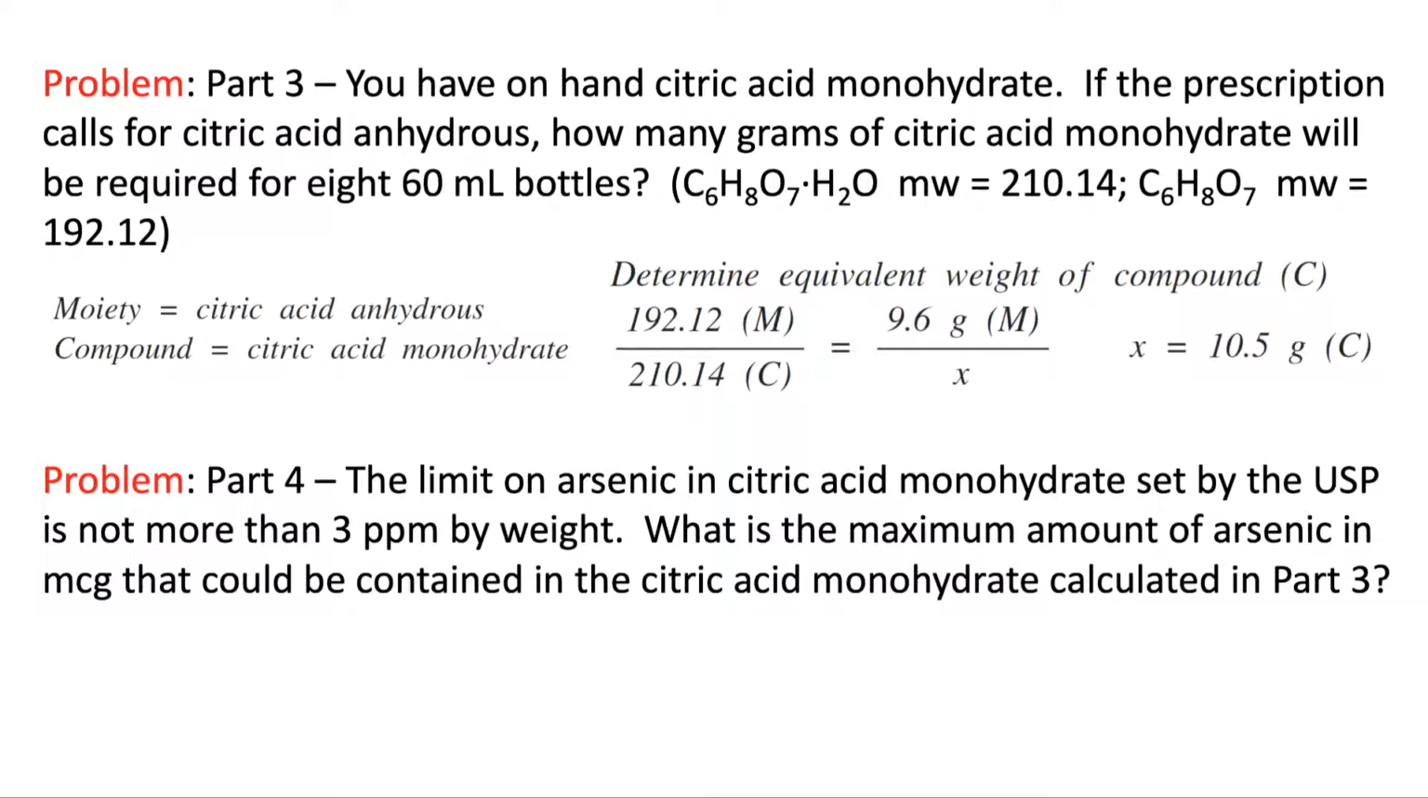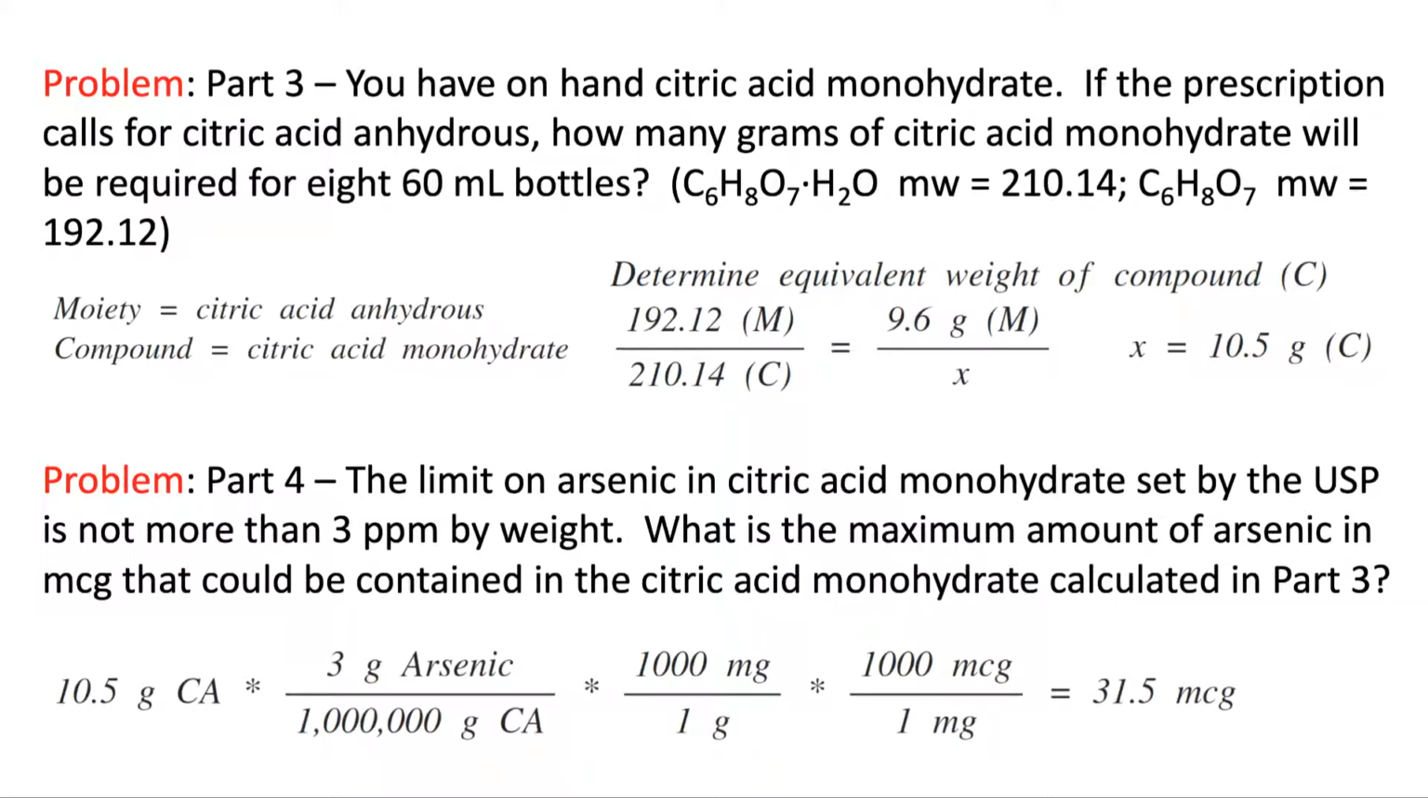What does ppm stand for? 3 parts per million by weight. What is the maximum amount of arsenic in micrograms that could be contained in the citric acid monohydrate calculated in the previous part? Okay, so this is just kind of a review type question that has to do with your concentrations amount. So remember, we just calculated that we need to use 10.5 grams of citric acid monohydrate.